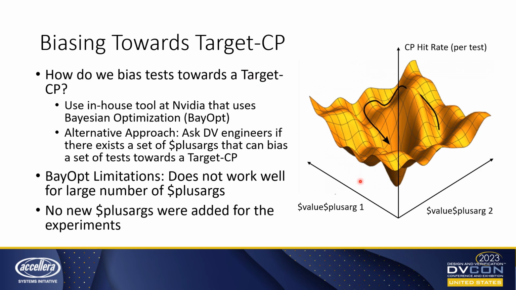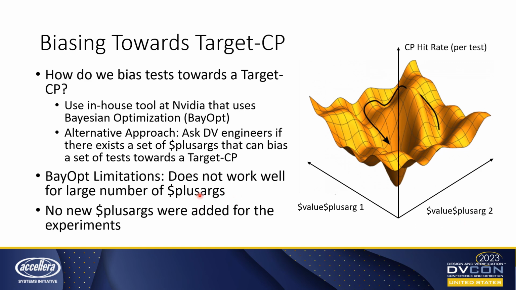Although Bayesian optimization is very useful, we found that it cannot really deal with a huge number of test plus args and value plus args. So we found also that just asking DV engineers for plus args which can boost the target CP can work very well. And if the DV engineers can give such a set and they're not sure of the exact values, then Bayesian optimization can work with that limited set of value plus args and test plus args.